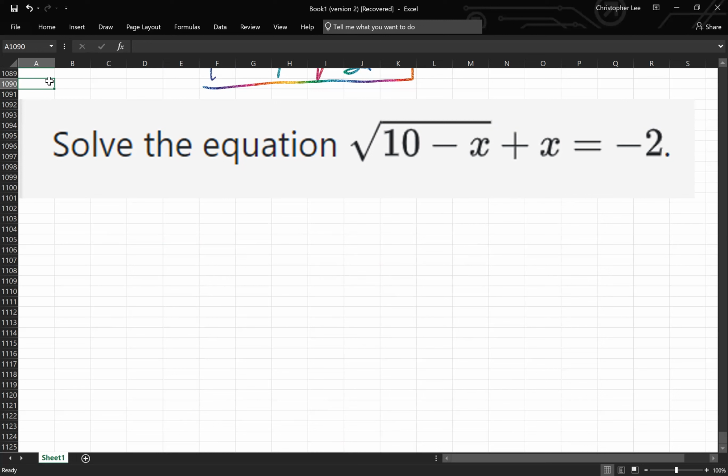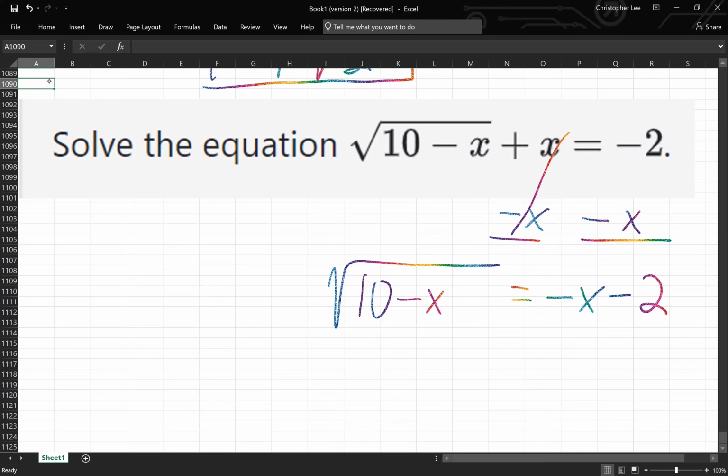All right, so look, we got this question here. So what do I do first? Minus x, so I want to isolate the radical. So I'm going to subtract x from over here. What I do to one side, do to the other. So I have square root of 10 minus x is equal to negative x minus 2. What do I do after that?